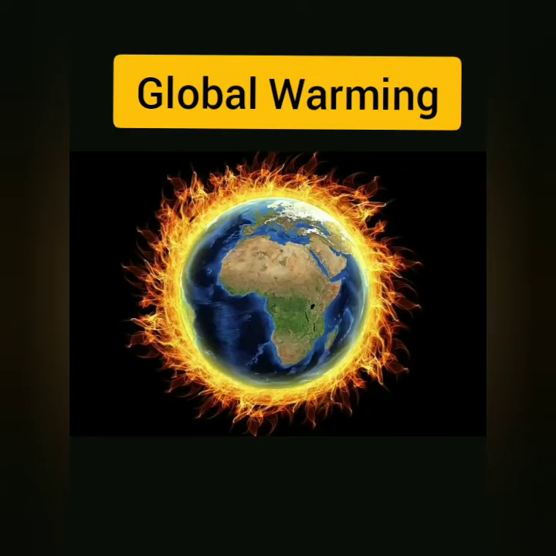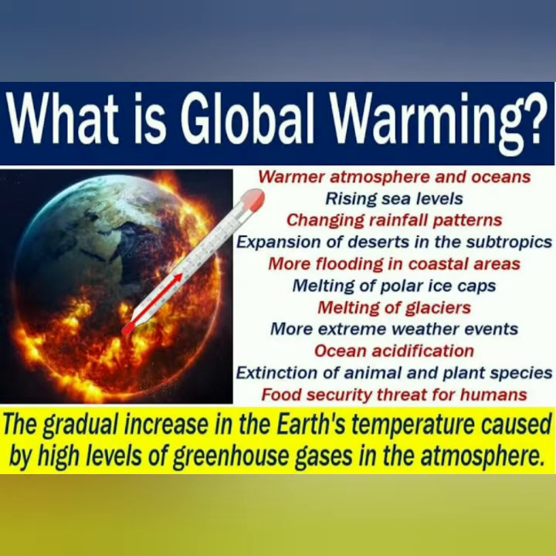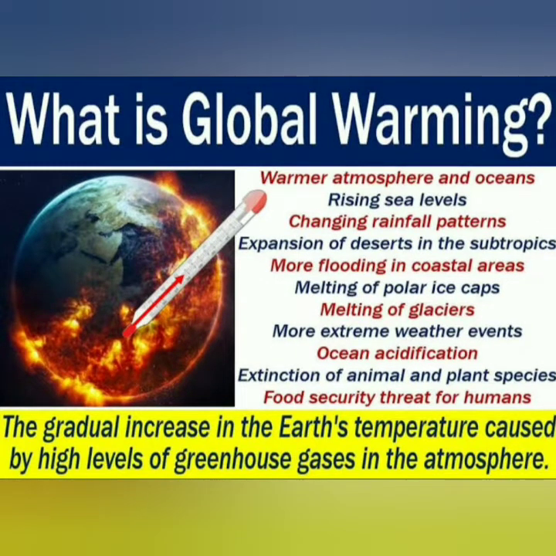The next one is global warming. So what is global warming? It is the gradual increase in the Earth's temperature caused by high levels of greenhouse gases in the atmosphere. Some of the gases in the air, like carbon dioxide and water vapor, trap heat, and this natural process is called the greenhouse effect.